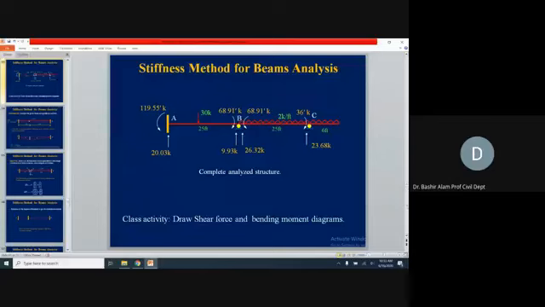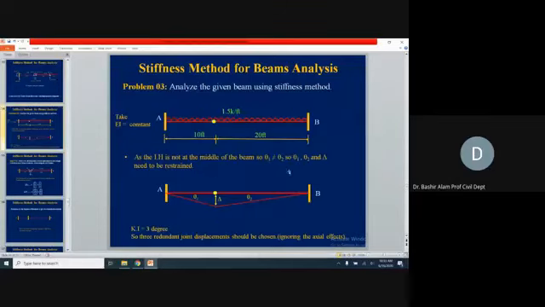Now we go to the next problem, and one student was asking me, if rotation and, let's say, settlement both are involved, how we are going to handle that situation. So he should be looking very seriously at this problem now. Here what we have is A, B fixed ended beam, but now at 10 feet from this support A, we have an internal hinge. So the problem is: analyze the given beam using the stiffness method now.